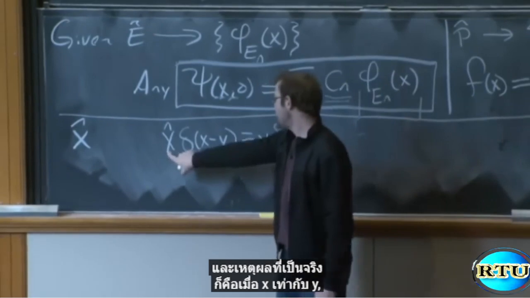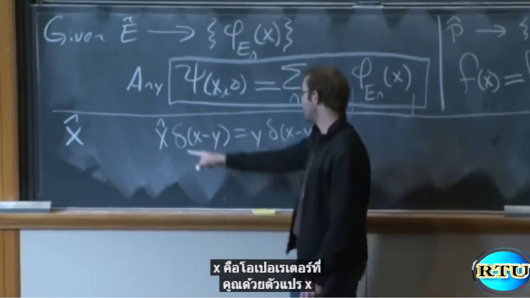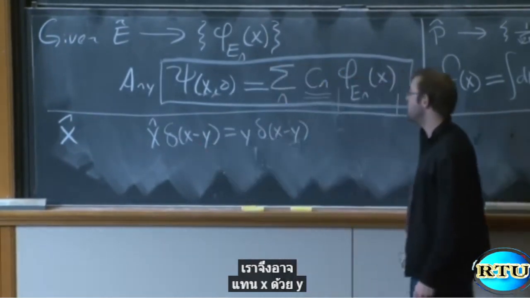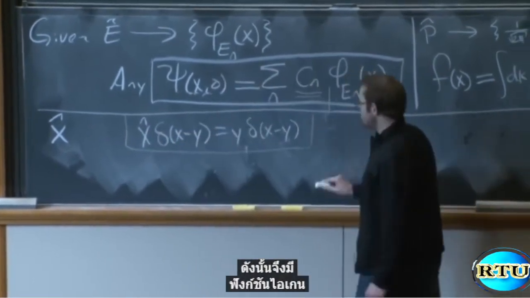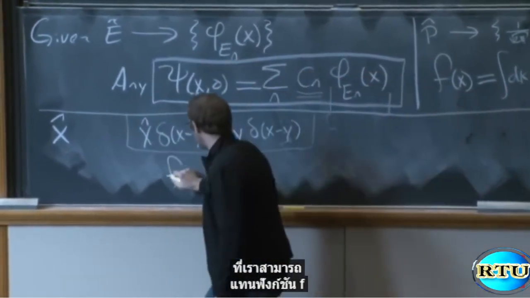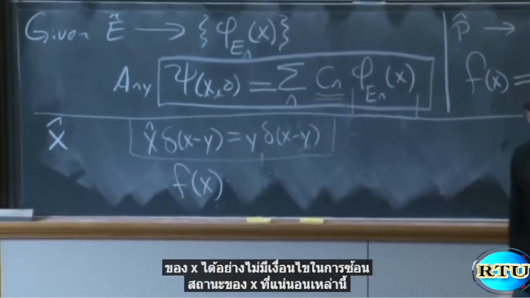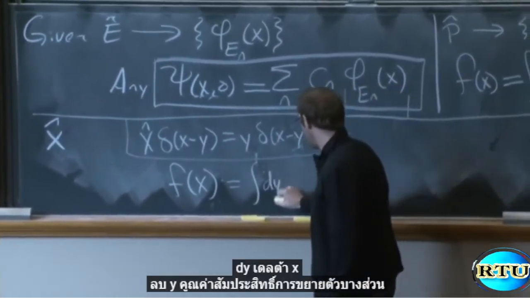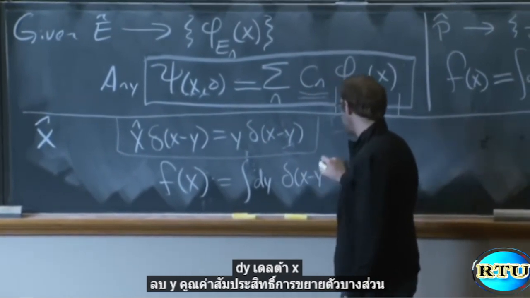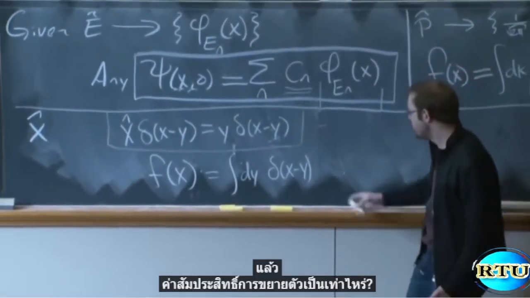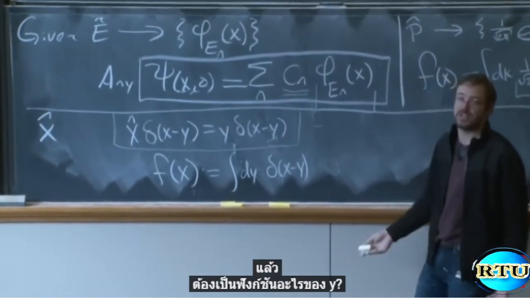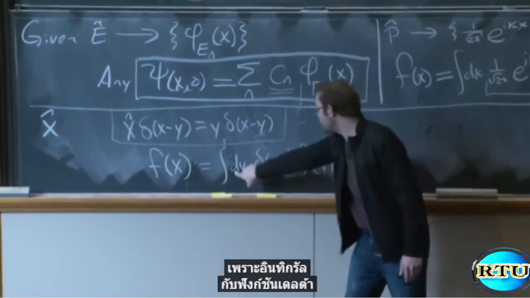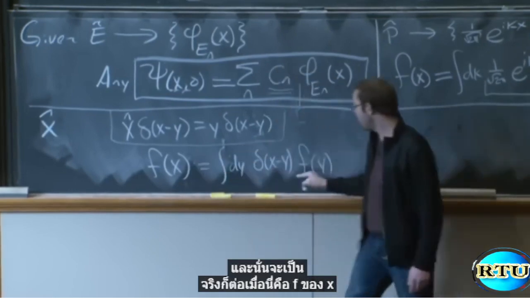The reason this is true is that x is the operator that multiplies by the variable x, but the delta function is 0 except at x equals y, so we might as well replace x by y. So there are the eigenfunctions, and this statement is that we can represent an arbitrary function f of x as a superposition of these states of definite x. f of x is equal to the integral over all possible expansion coefficients, dy delta of x minus y times some expansion coefficient. What's the expansion coefficient? It's got to be a function of y, and it must be f of y, because this integral against this delta function had better give me f of x. That will only be true if this is f of y.